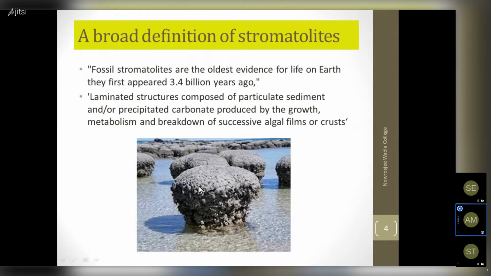On this particular figure, we can see that it is taking the shape of a dome, while on the upcoming slides we're going to see also some different forms of the stromatolites.